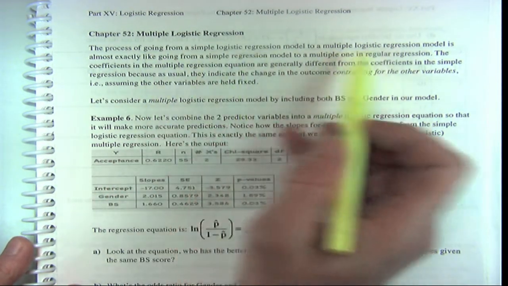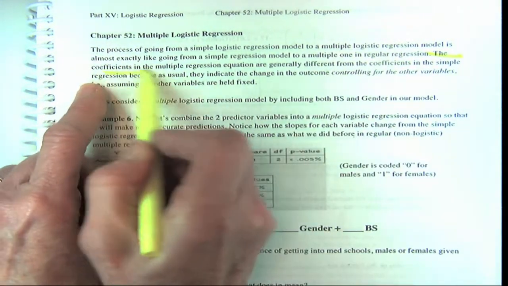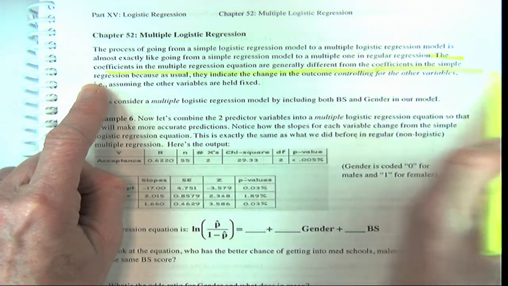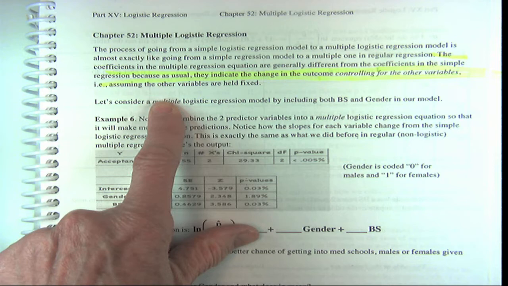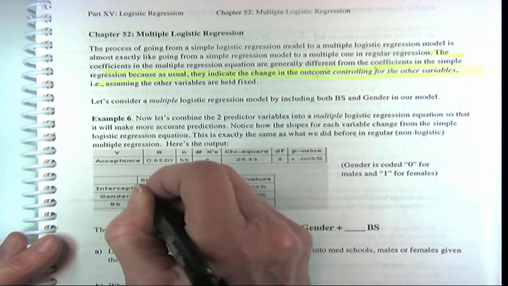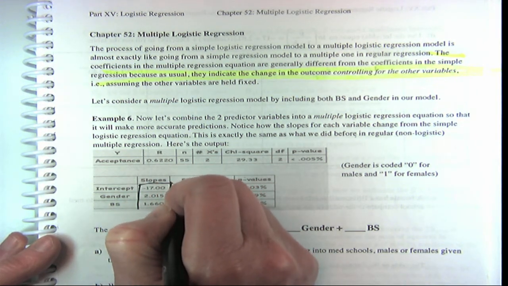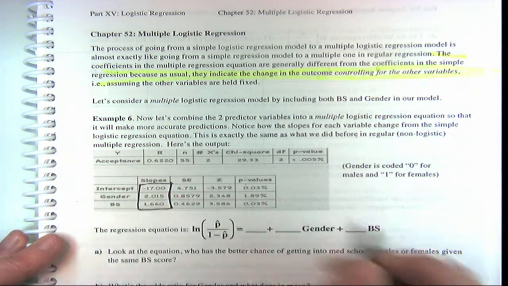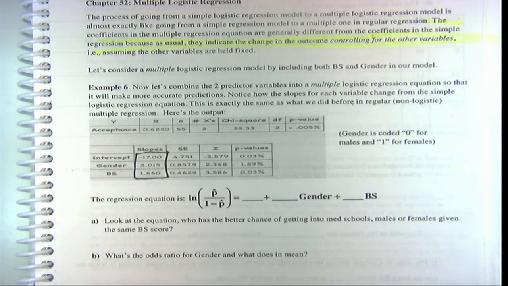The process of going from simple to multiple with logistic is just what we've done before. The coefficients in the multiple are different because they indicate the change controlling for the other variables. So here's what we got when we added biological science. The motivation for this was I was thinking that maybe gender would show no discrimination for females, even discrimination for men, because I thought maybe females are more qualified, and that's why.